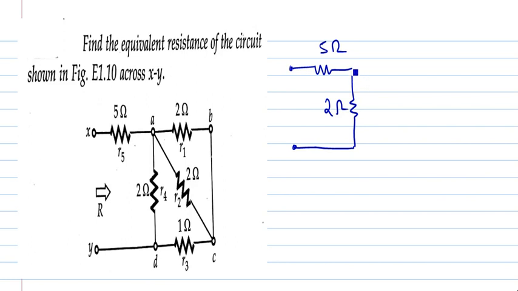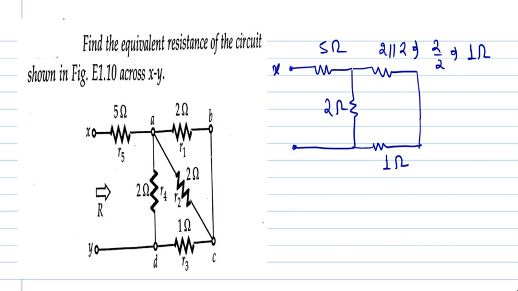Now these two in combination give us a resistance equal to 2 parallel 2, or we can say 2 by 2, that is equal to 1 ohm. And here we have obtained R3, 1 ohm. This is X, and here it is Y, and here the resistance is R. Now we can see this 1 ohm and 1 ohm are connected in series. So again we can convert this circuit in this manner.